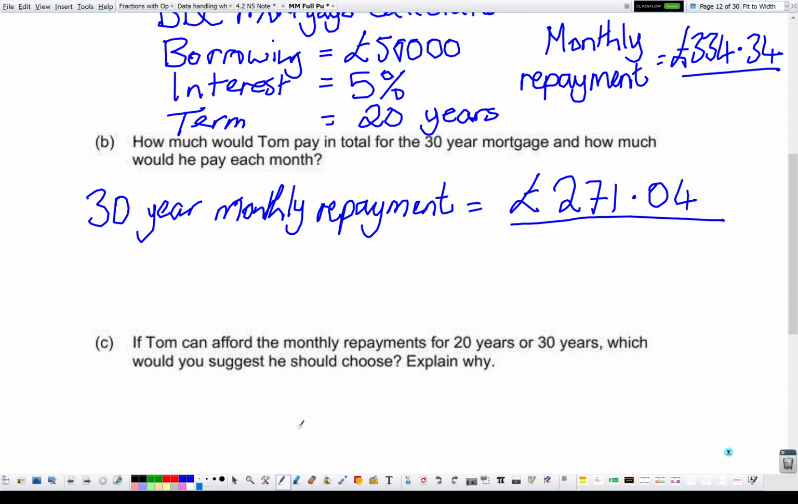But I want you to maybe think about what would be the advantages of paying the higher amount over 20 years. Give me a reason why that would be better. Or not that it would be better, give me a reason why he might choose that. Okay, so type your comment in, please. I want to see some ideas here.